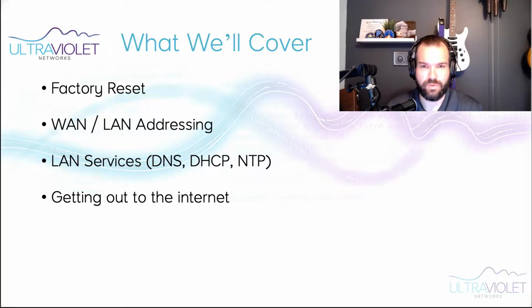In the last video, we covered how to apply static addressing. With this video, we're just going to assume dynamic addressing. Then we're going to set up LAN services, LAN addressing, DNS, DHCP, assuming that this FortiGate is going to be providing those services. If they're not, you can go ahead and skip past that section. And then last but not least, we'll create a basic policy to get us out to the internet.